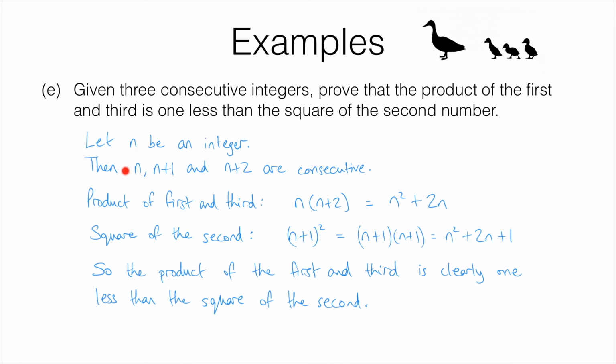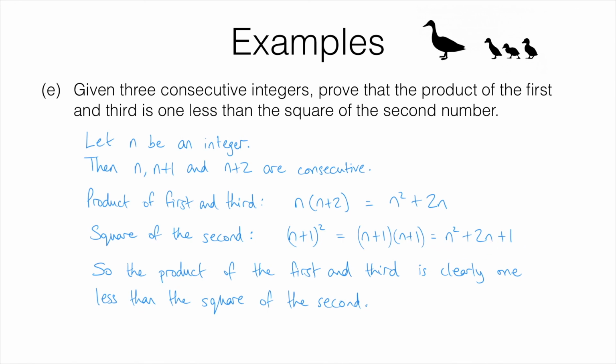The first number is n, the third number is n plus 2. The product is what we get when we multiply those. So n times n plus 2. Multiplying that out, we get n squared plus 2n. The square of the second number, so that's the middle number, n plus 1, all squared, which then gives us this, which multiplies out to give us n squared plus 2n plus 1.